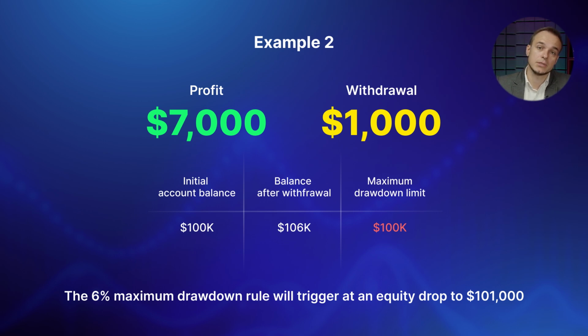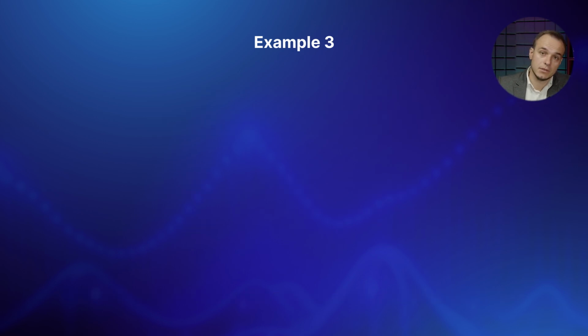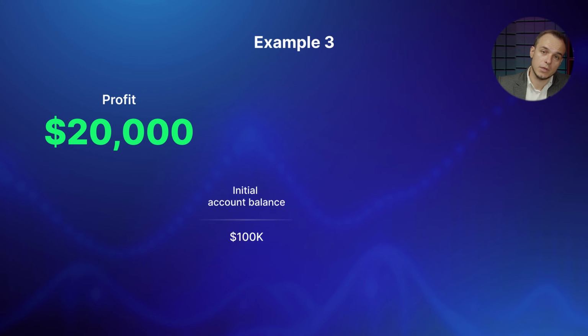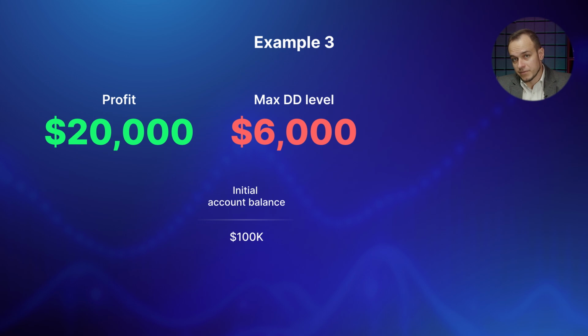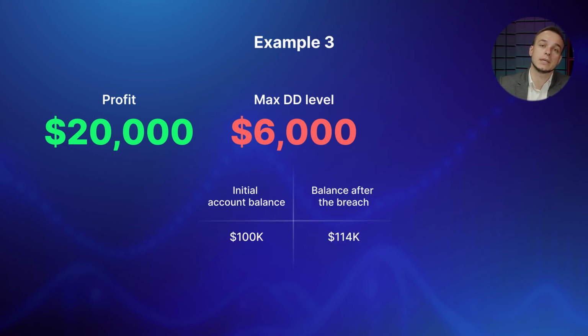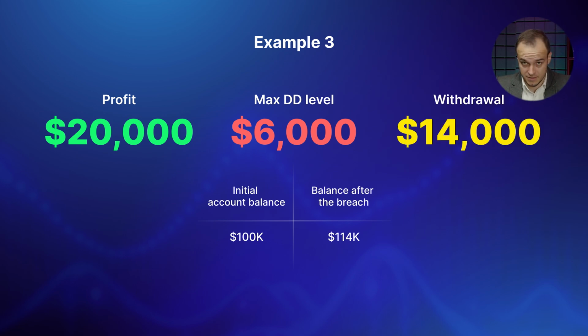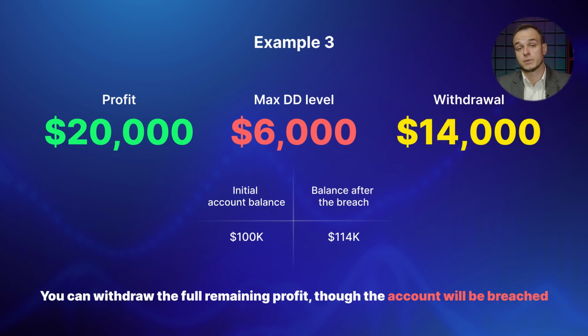However, since your high watermark was previously $107,000, the 6% maximum drawdown rule will trigger earlier, at an equity drop to $101,000. In case of an account breach, any profit remaining in your account is paid out to you in full. For instance, you earn $20,000 on a $100,000 account, but then exceed the $6,000 maximum loss limit. This leaves $14,000 of profit in your account. In this scenario, you can withdraw the full remaining profit, though the account will be breached, requiring you to start another assessment to get a funded account.